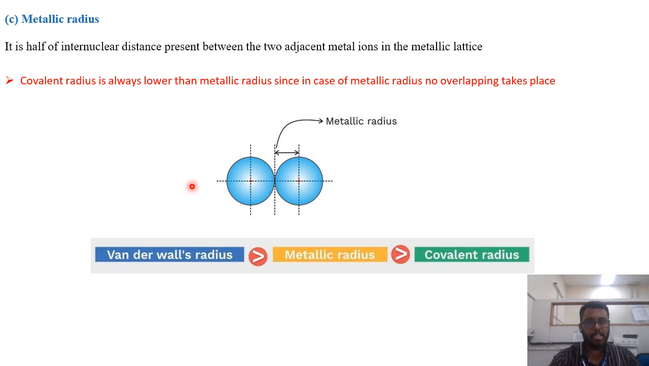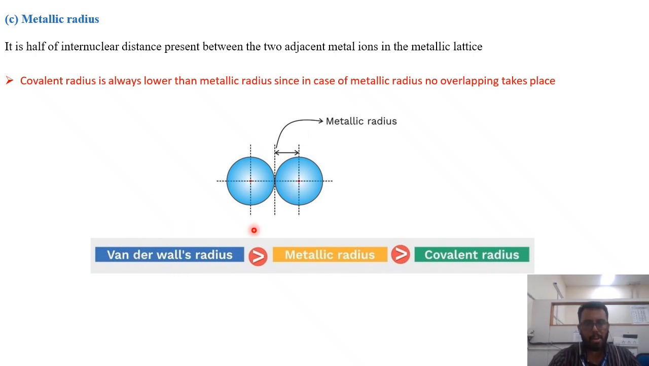And metallic radius. So it is half of the internuclear distance between two adjacent metal ions. For example, it is a metallic radius, so obviously in a metal, you have two adjacent metal ions, and then the internuclear distance between them in the metallic lattice will give you the metallic radius.